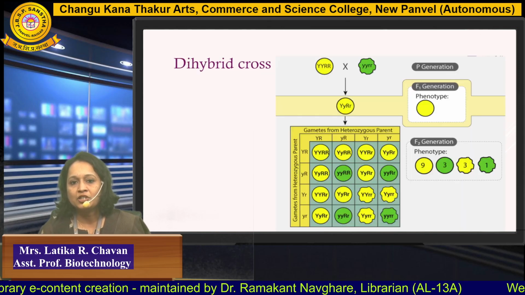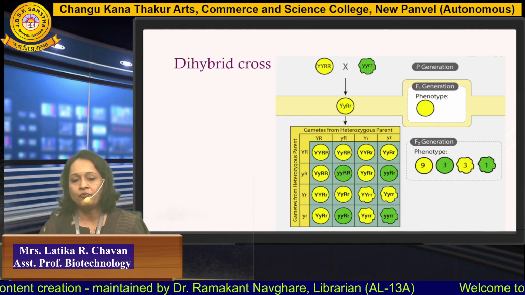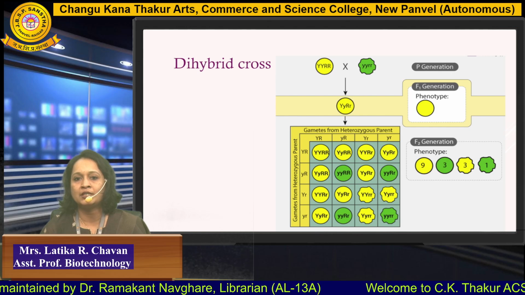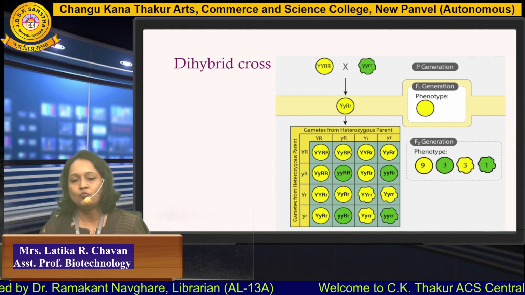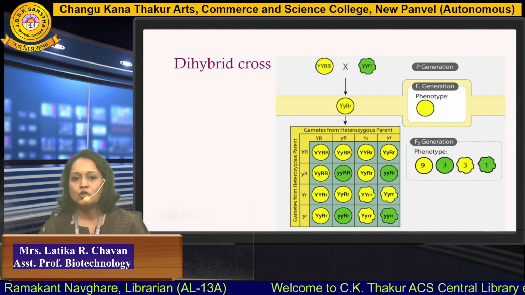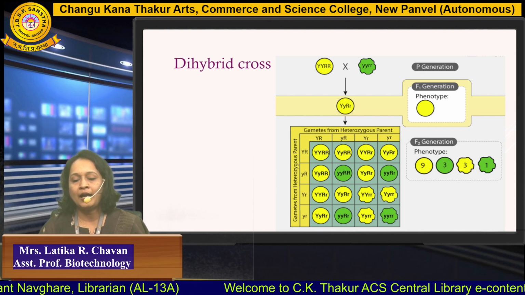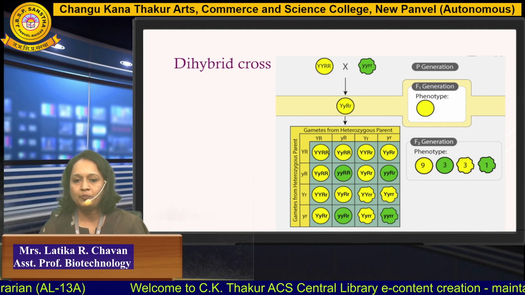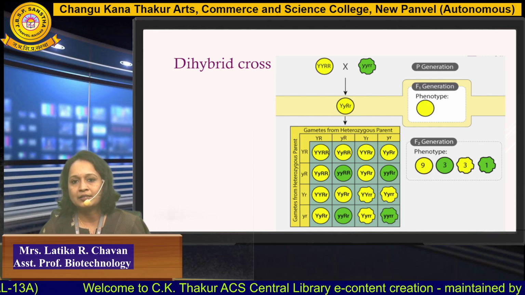This is a way by which we can show a dihybrid cross, where at a time two contrasting characters are considered. First, what is the color of a seed, and second, what is the appearance of a seed. So the color of seed is yellow and appearance is round for the first parent, and for the second the appearance is wrinkled and color is green.